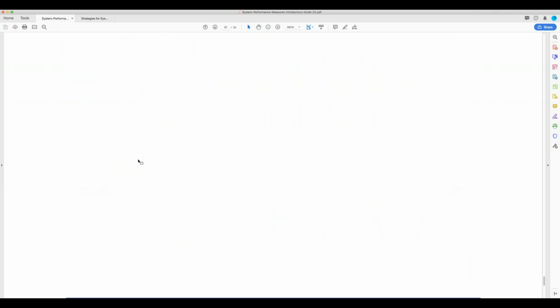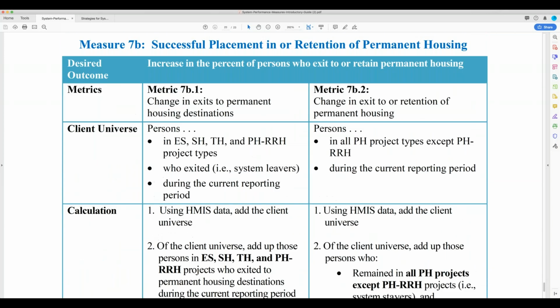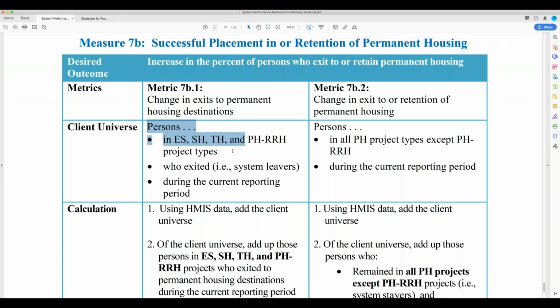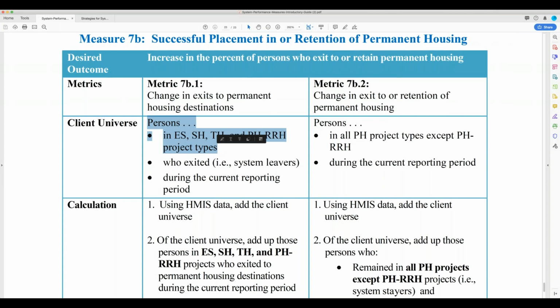All right, so this is measure 7A, successful exits to permanent housing from street outreach specifically. 7B is successful placement in or retention of permanent housing. So this first metric is the persons who are in, again, it doesn't matter if you're CoC funded, any emergency shelter, safe haven, transitional housing, or rapid rehousing program, and who exited during the reporting period to a permanent housing destination. So it's measuring, out of the number of people who left emergency shelter, safe haven, transitional housing, and rapid rehousing, how many exit to permanent destinations.